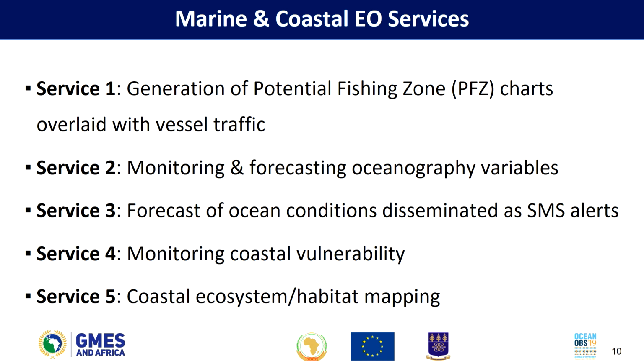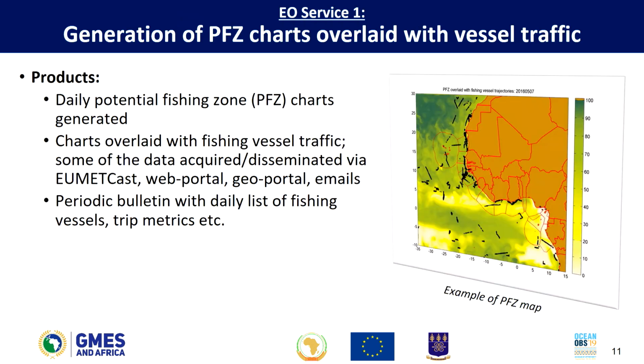You also have forecasting of ocean conditions, and this product is disseminated via SMS to the local fishermen so that they are able to receive early warning information prior to going to sea. The fourth service is to monitor coastal vulnerability using satellite data to look at erosion change rates and which areas of the coast are vulnerable to destruction. The final one is coastal ecosystem mapping, where we look at mangrove vegetation, land use, land change.